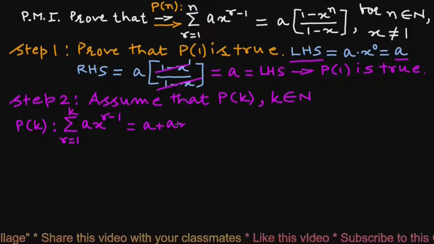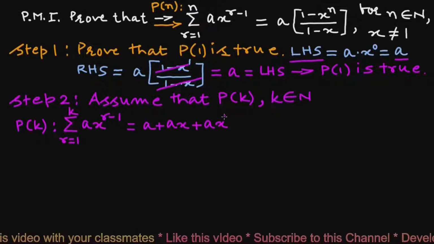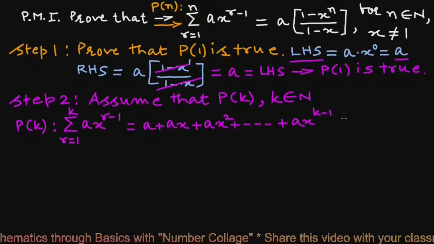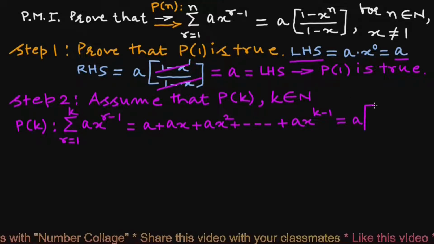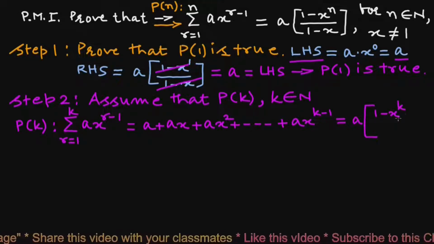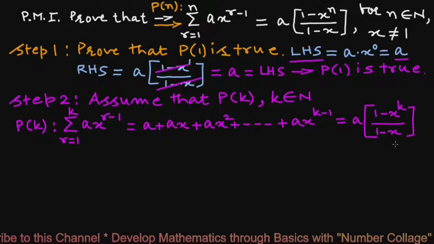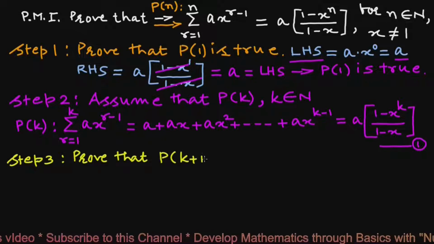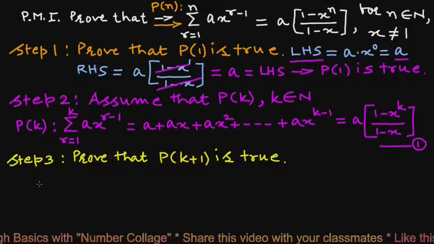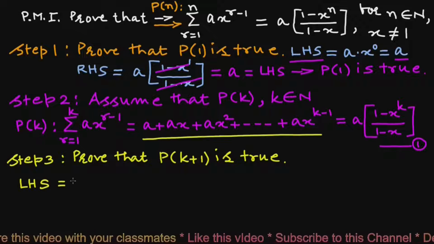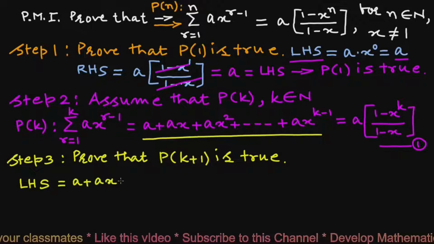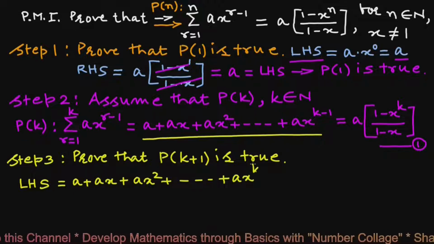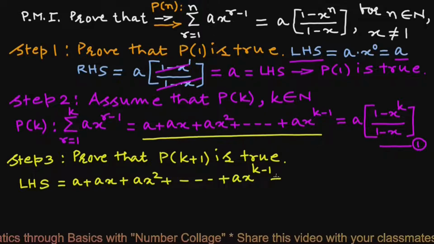that will be a plus ax square plus so on and so forth plus ax raised to k minus 1, that equals the right hand side a into 1 minus x raised to k upon 1 minus x. This is true and we name this 1. In step 3, we will prove that Pk plus 1 is true. So for that, we write LHS equals this LHS a plus ax square plus so on and so forth plus a x raised to k minus 1 and plus ax.